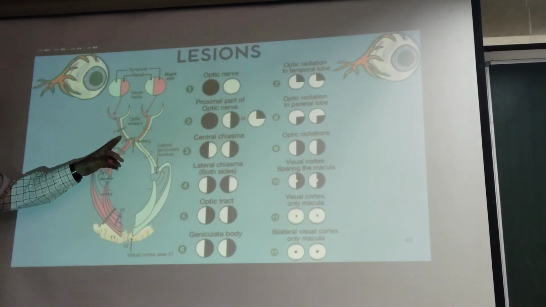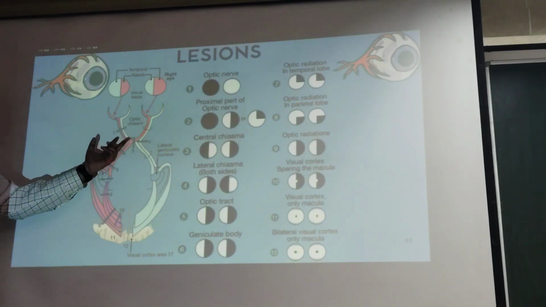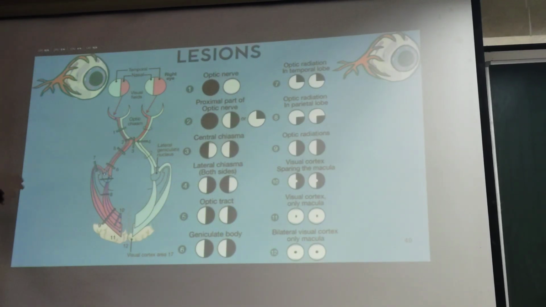The lesion will be in the lateral part of the chiasma. This is a very rare lesion because for this there have to be two lesions, one on both the sides of the chiasma. So only binasal visual field will be lost. Fifth one will be the optic tract.